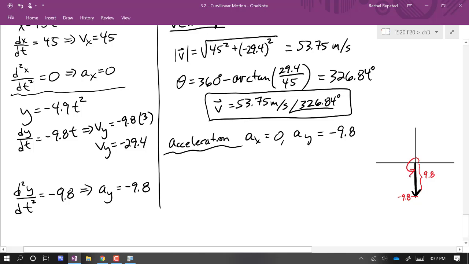The angle we kind of have to do conceptually. Because the x component is 0, in the arctan function we put the y component over the x component. We can't divide by 0, but we can do this conceptually. That angle is definitely 270 degrees. So we know that our acceleration vector is 9.8 meters per second squared at an angle of 270 degrees.